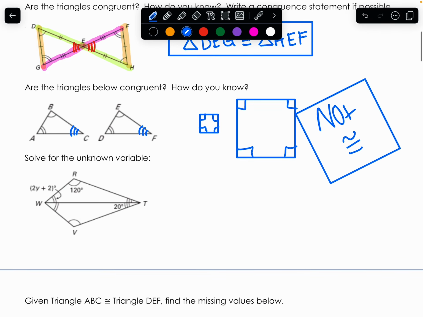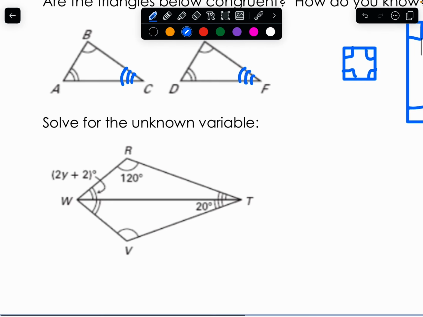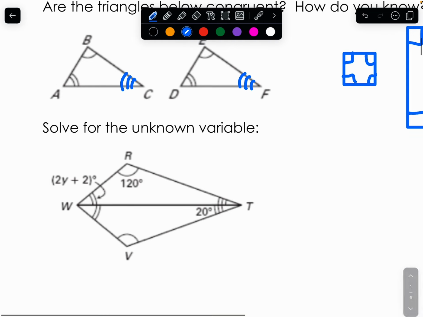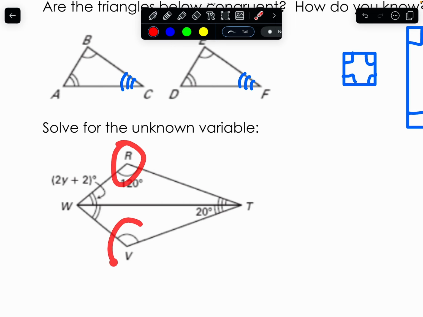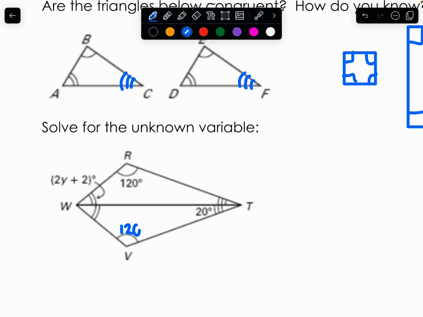All right, so now let's do some math. So we are going to do the same thing. We're going to match up the corresponding parts, and that way we can figure out the unknown variable. So for example, right now it looks like we're only looking at angles, so that's all we'll deal with. I know angle R corresponds to angle V. So if angle R is 120, then angle V is 120. And then this W matches up with this W, but the issue is I'm trying to solve for Y.